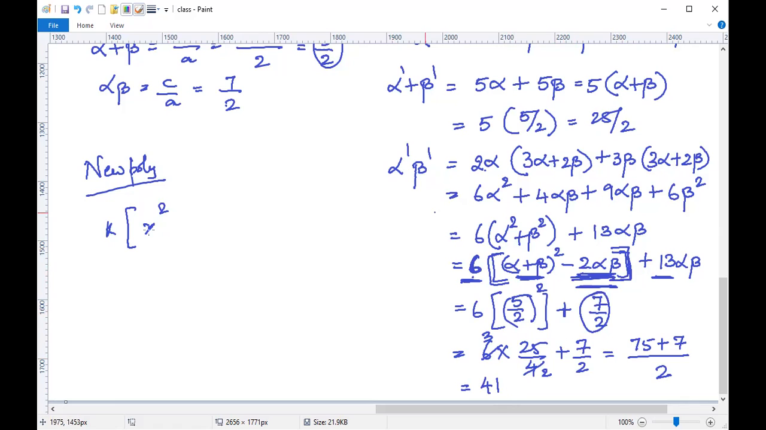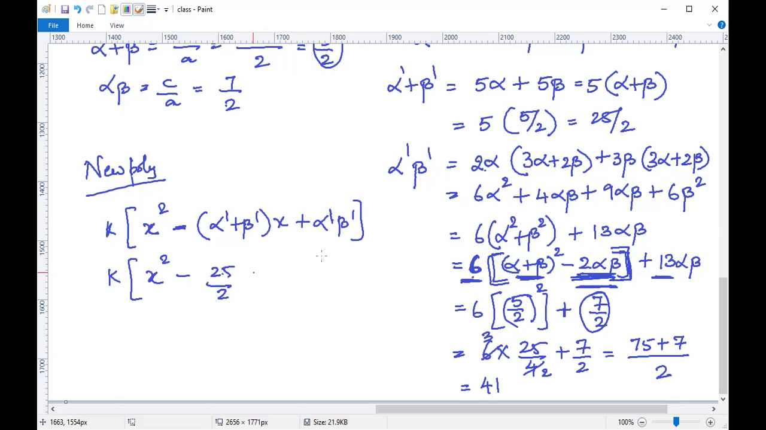So what is the formula? k times of x squared minus of, what is it? Alpha dash plus beta dash into x plus alpha dash beta dash. Okay? So k times of, what is x squared? அப்படியே எழுத வேண்டியதுதான். Minus alpha dash plus beta dash என்ன வந்தது? 25 by 2. Correct? Plus what is alpha dash into beta dash? Plus 41. So this way you will work it out.